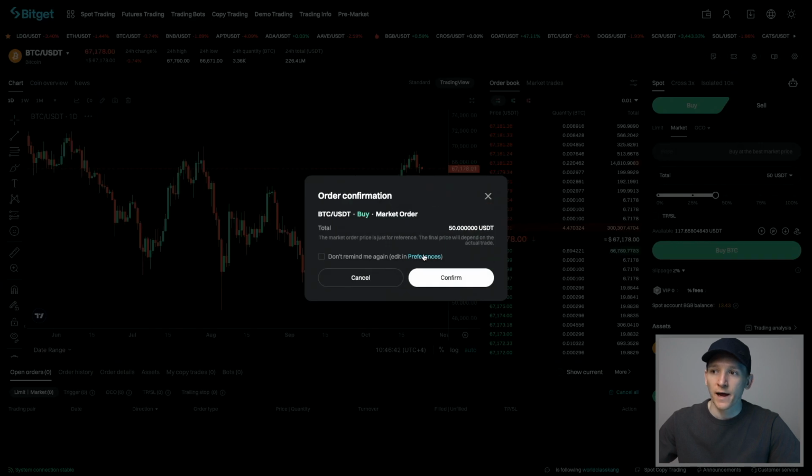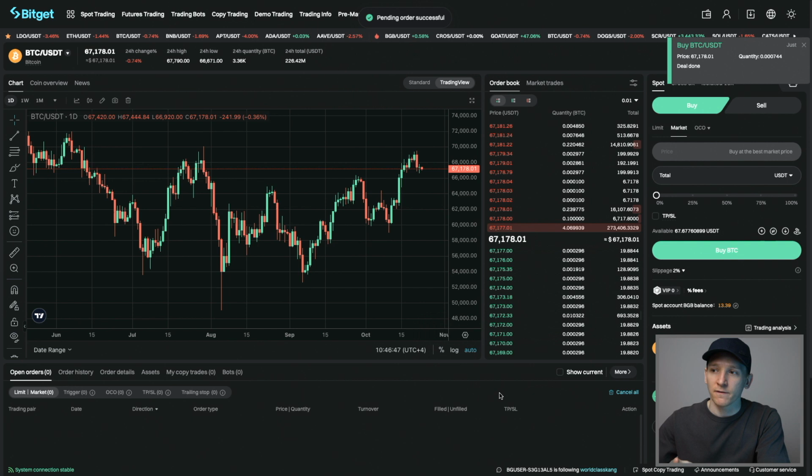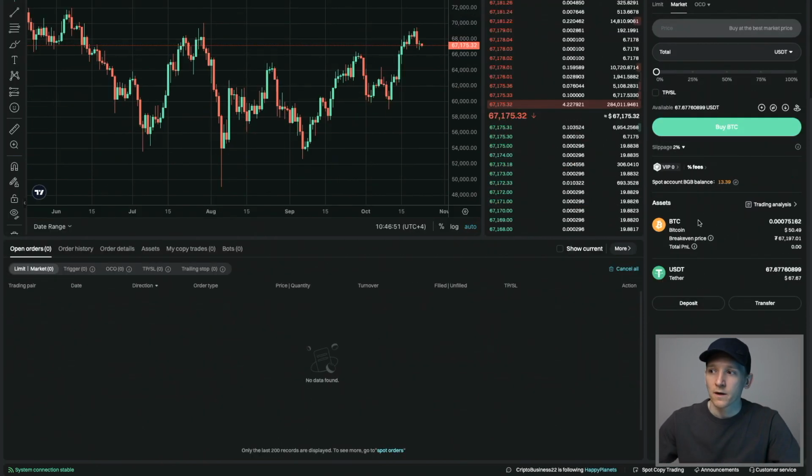The system will check that I'm happy with this order. I'm going to press confirm, and you can see that trades immediately because it's just going to trade the best price in the market at the current time. So now above my head, you should be able to see that the Bitcoin on my account now is $50 worth, and the USDT has been taken out to buy that BTC.